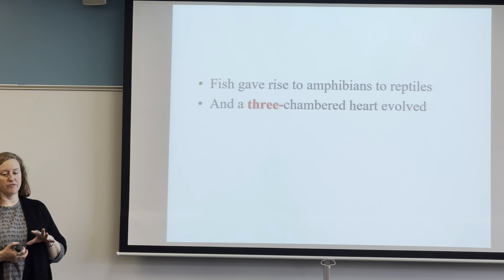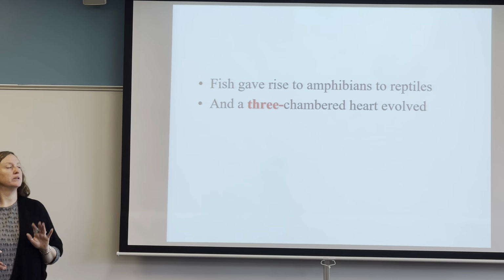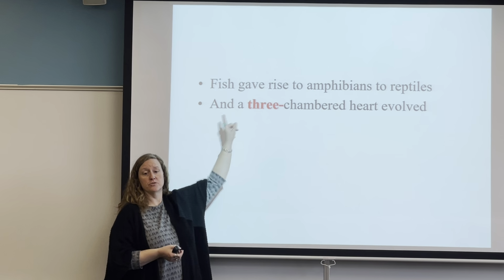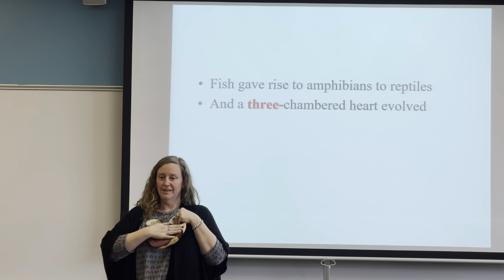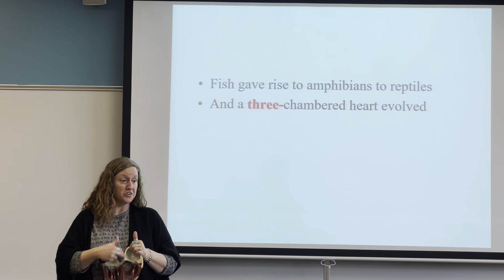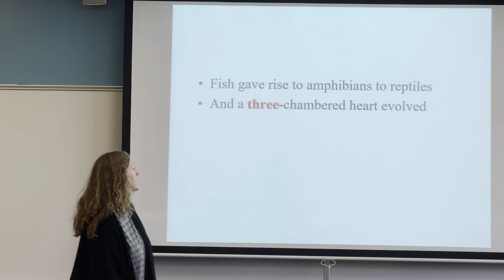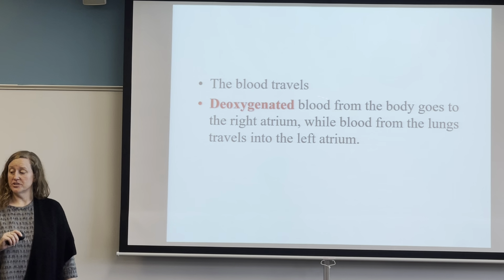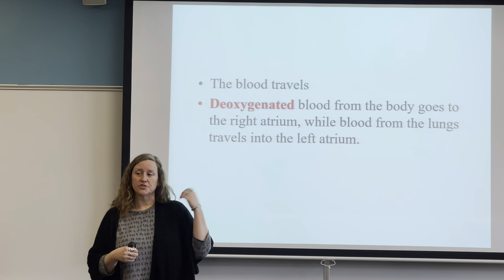All right, so fish give rise to amphibians. They have a common ancestor with the amphibians. Amphibians have a common ancestor with the reptiles. And eventually with these two groups, what we do see is mutations that give rise to 2 atria and 1 ventricle. So what's happening is there's starting to be a separation between the deoxygenated side and the oxygenated side. Deoxygenated blood is on the right side of the heart. Oxygenated blood will be on the left side.